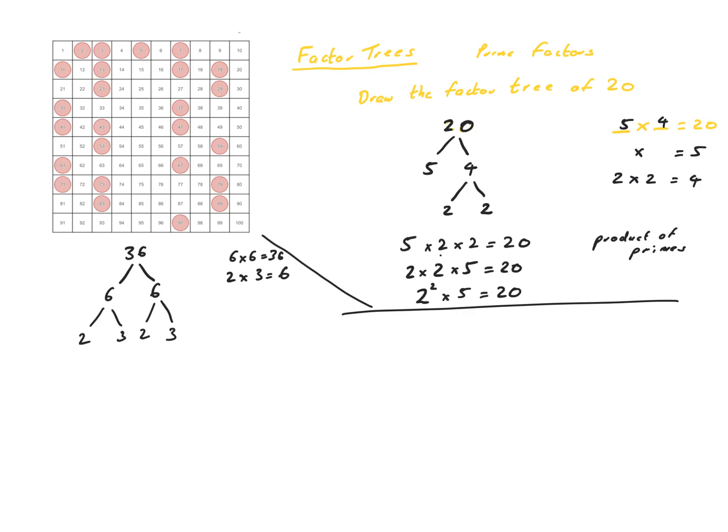So then 2 times 2 times 3 times 3 is 36. And then 2 times 2 I can write as 2 squared. 3 times 3 I can write as 3 squared equals 36.